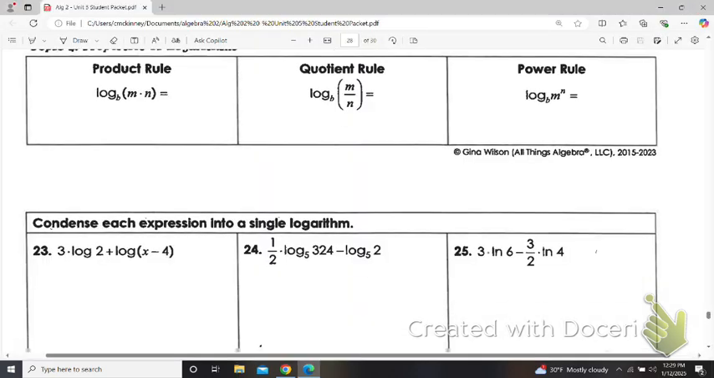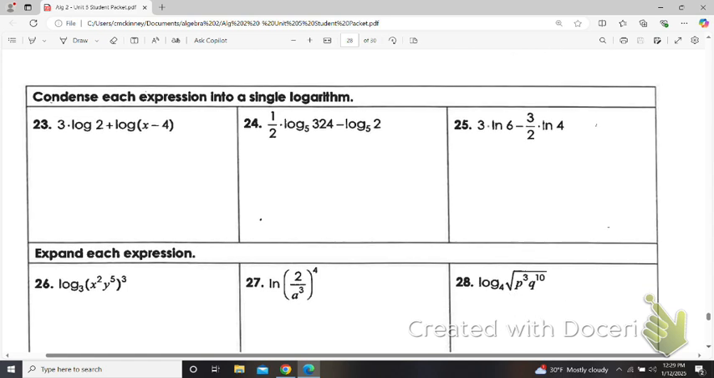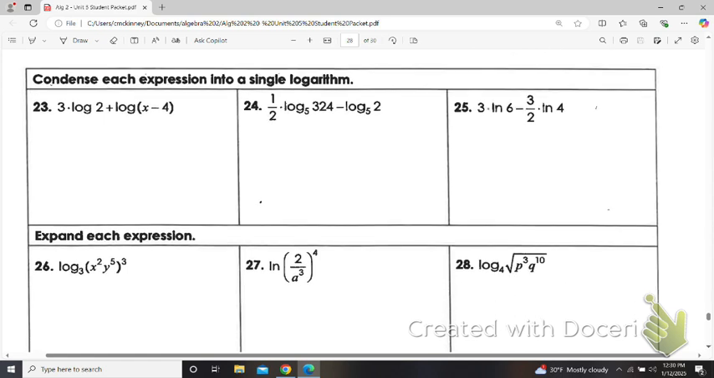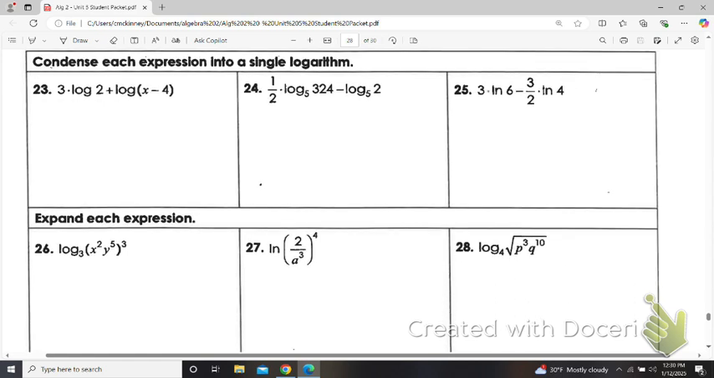So we are being asked first, do you see how they have a log more than one time? So condense into a single log. That means we are only going to write the word log one time. And then I may be using more than one of these rules. So first, if you see a number in the front and you're condensing, that number becomes the exponent here.